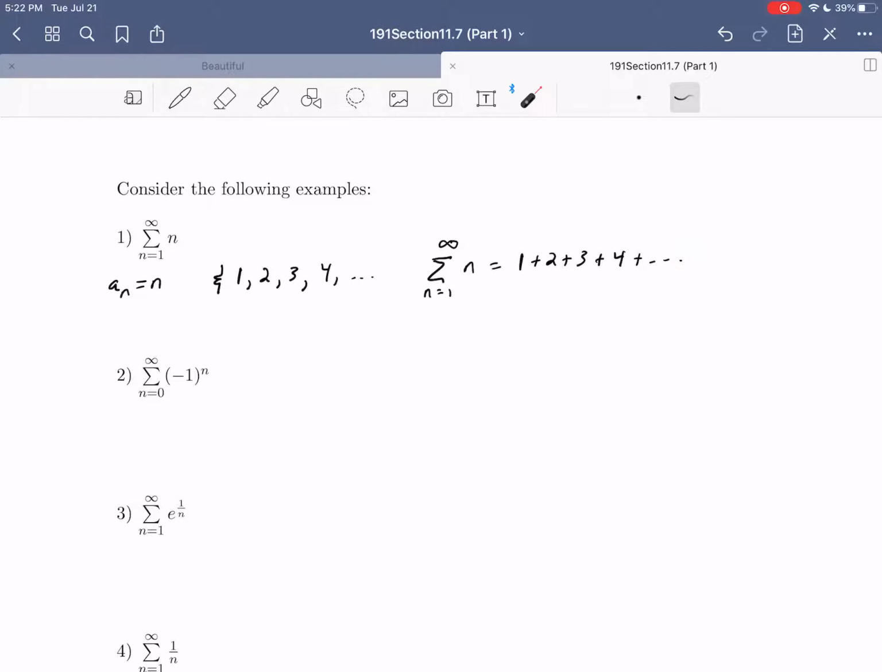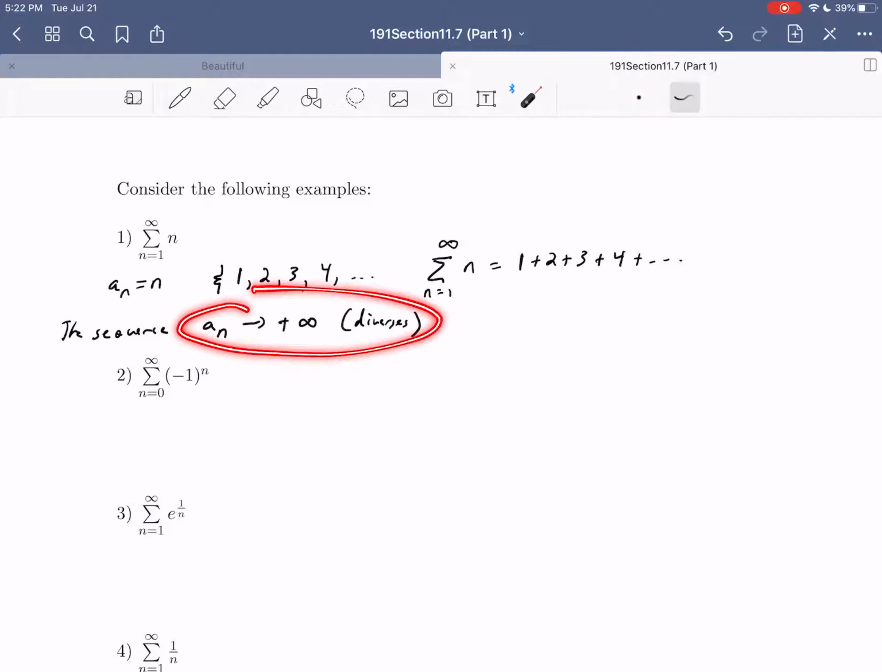Now, what can we say about the sequence here? So let's talk about the sequence. The sequence a sub n, there should be no difficulty here. Where is this sequence headed? It's going to diverge to positive infinity. This a sub n is headed towards positive infinity. So this diverges.